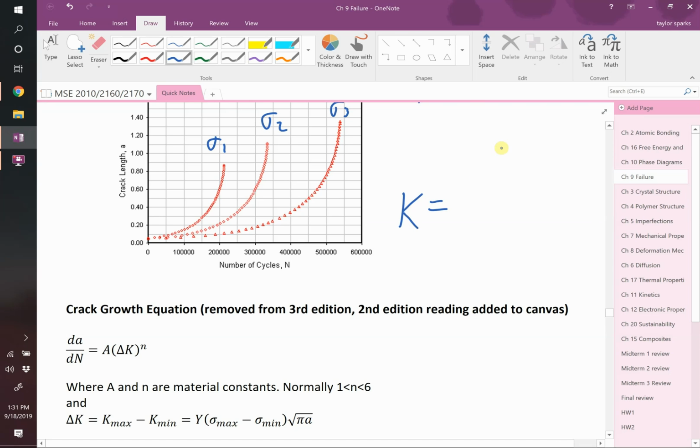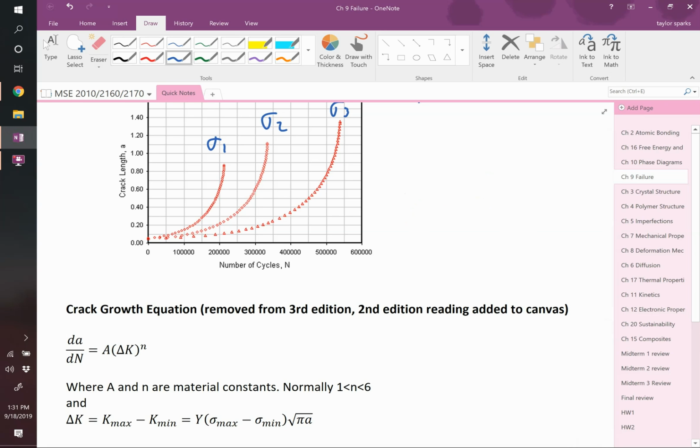K was equal to the maximum stress over some initial stress. So this is basically saying it's the range in that value, okay? It's the range in the stress intensity value raised to some exponent n. This gives us exponential growth, right? Which is what we observe. So this is the equation that we're going to use to model crack growth. Any questions on this? A and N are materials constants. You have to look them up.